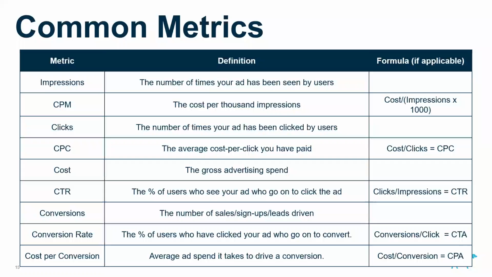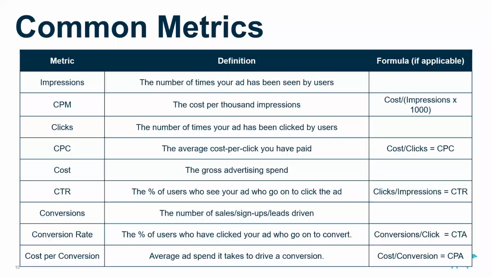Cost per click, how much you pay for each click. The gross advertising spend is the cost. CTR, the percentage of users who see your ad who go on to click, that's non-unique, so that is impressions and clicks. And then in terms of conversions, anytime conversions are mentioned, that's defined as the business goal. Could be a sale, a sign up, a lead, phone call, anything in those categories. Conversion rate, the percentage of users who click through the ad who are going to convert. There would also be a view-through conversion rate, perhaps, which would be the number of users who've seen the ad and go on to convert through other channels without clicking.